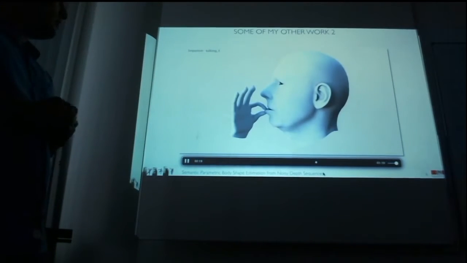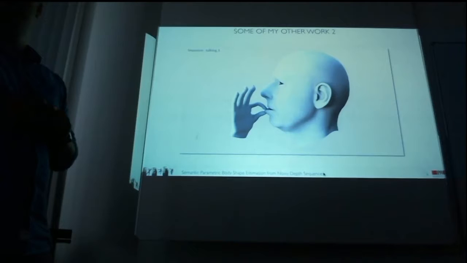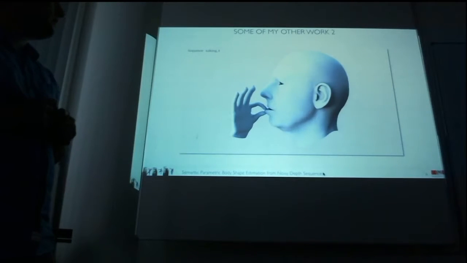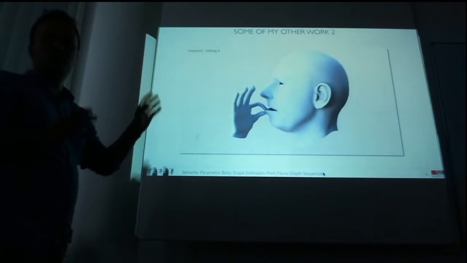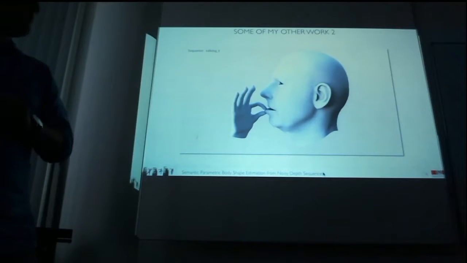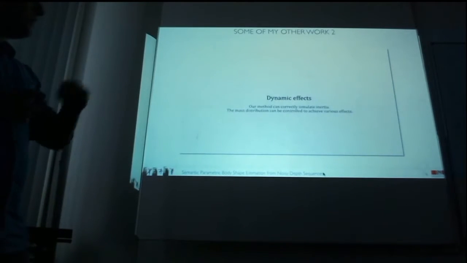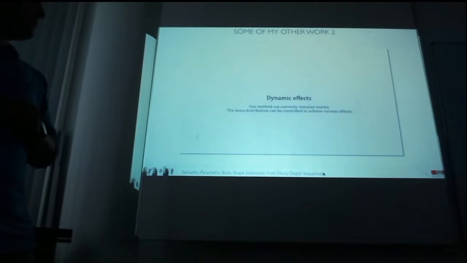So here the guy talks while the lips are being held. See this again, no animator touched this. So we take an animation of the guy talking and we just apply some additional constraints in the physics simulation and get this. What else? Yeah, we can now simulate inertial effects. Again, no artist involved.